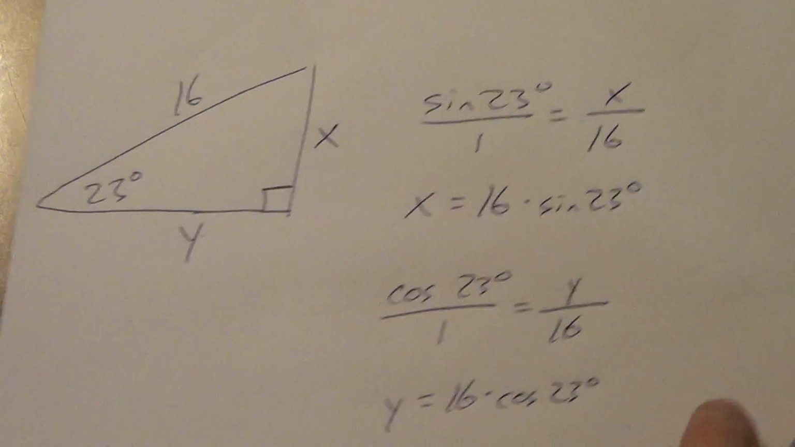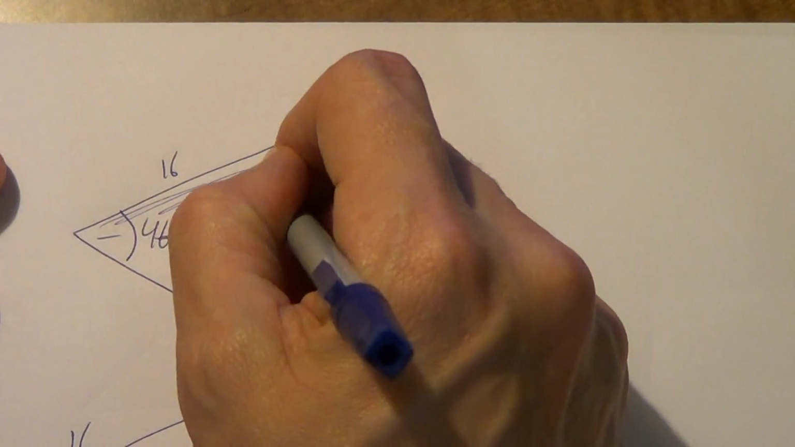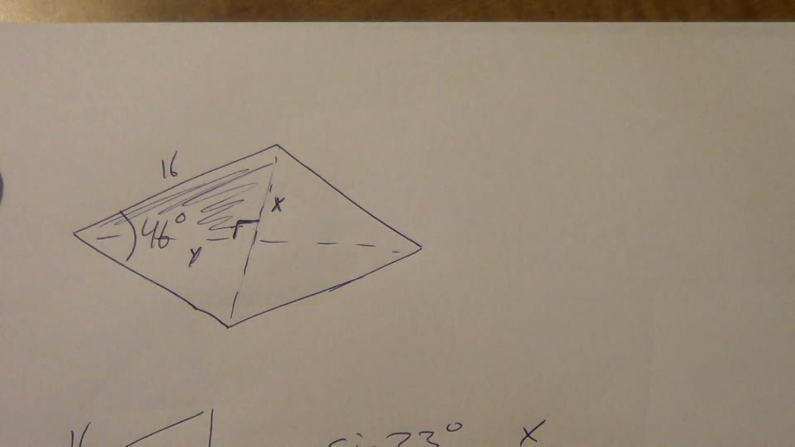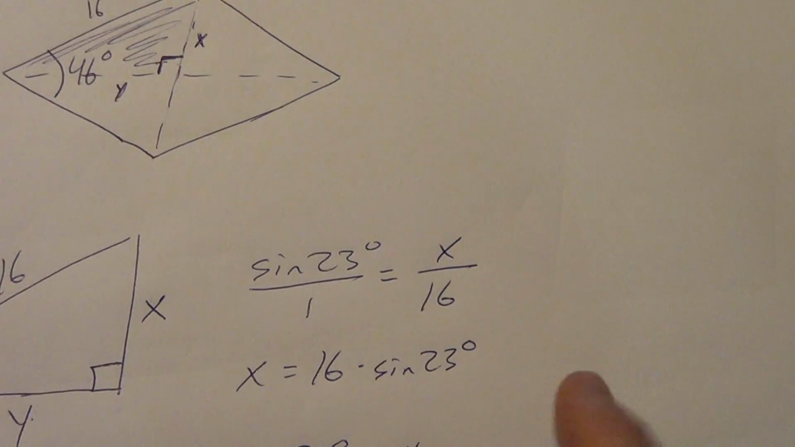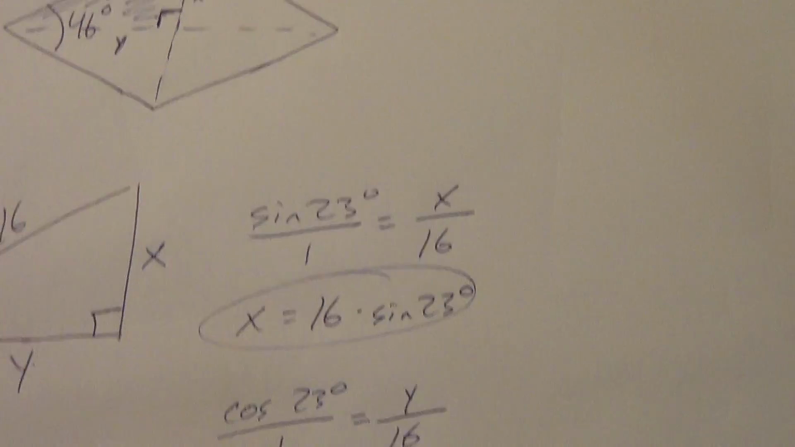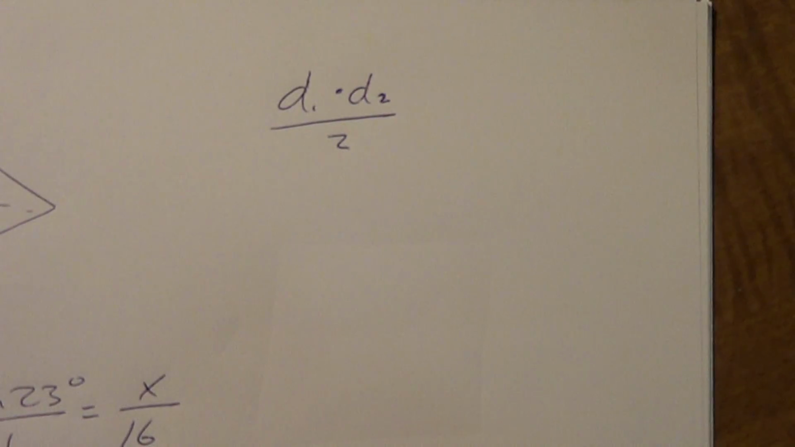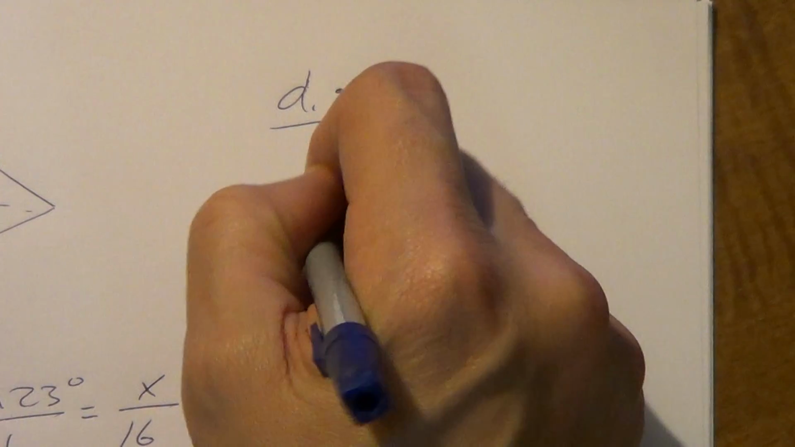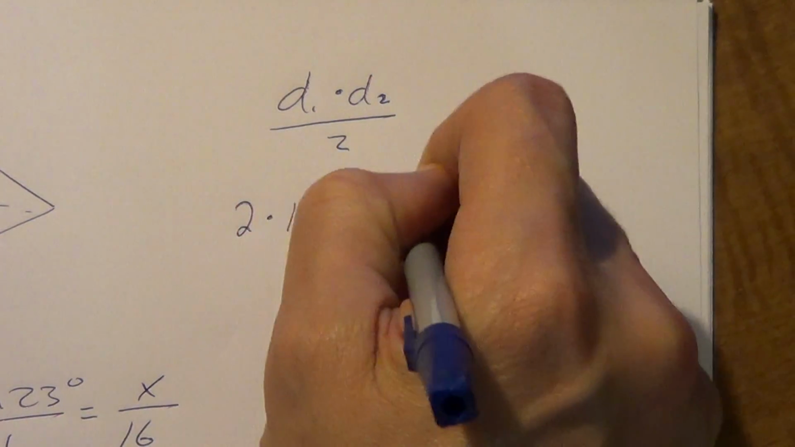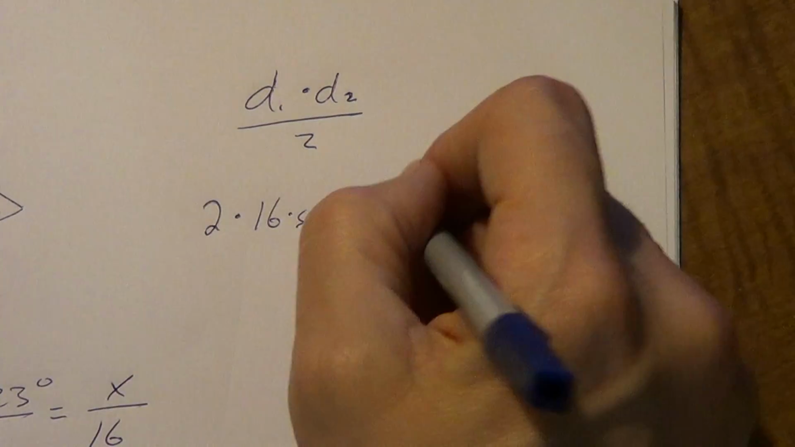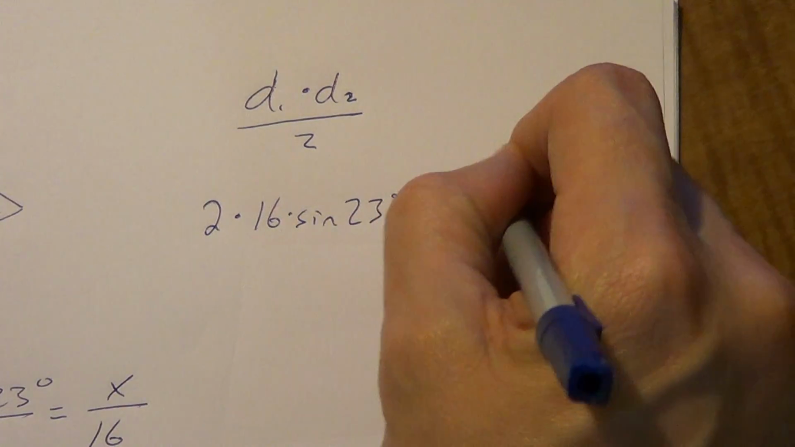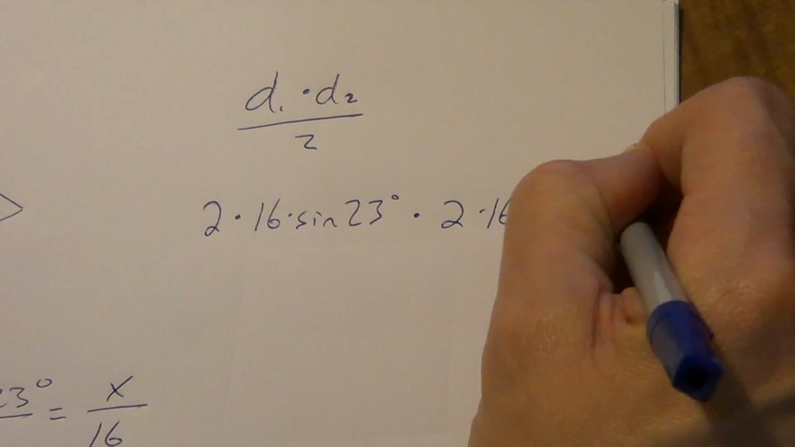Okay, let's go back up and look at our original picture. That x was right here. That y was right here. That x is half of the diagonal. That y is half of the diagonal. So this is only half of diagonal 1, and this is only half of diagonal 2. So let's go to our formula now. Diagonal 1 times diagonal 2 over 2. So diagonal 1 is 2 times 16 times the sine of 23 degrees, times 2 times 16 times the cosine of 23 degrees.